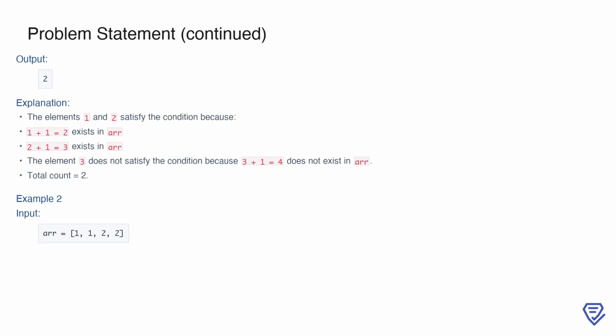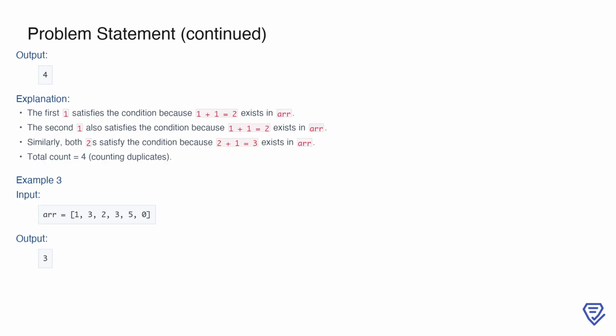Now, let's look at another example to understand how duplicates are handled. Consider the input array 1, 1, 2, 2. The output for this example is 4. Here's why: the first 1 satisfies the condition because 1 plus 1 equals 2 exists in the array, and the second 1 also satisfies the condition for the same reason. Similarly, both occurrences of 2 satisfy the condition because 2 plus 1 equals 3 exists in the array. Although the value 2 appears multiple times, each occurrence is counted separately if it satisfies the condition. This results in a total count of 4.